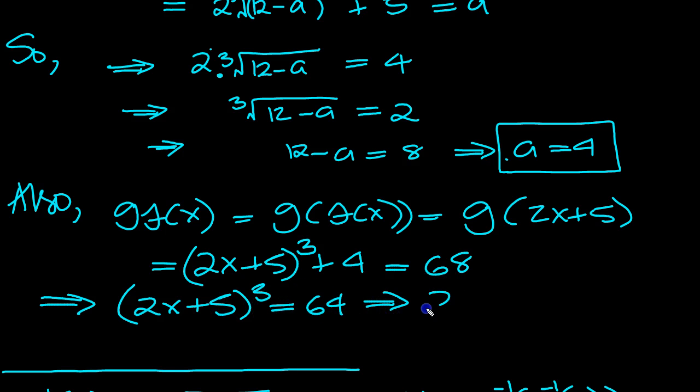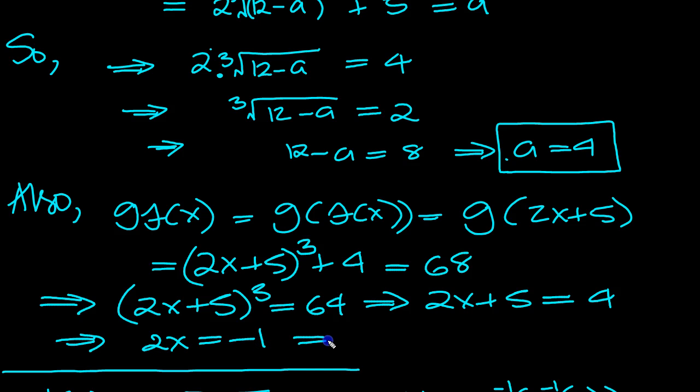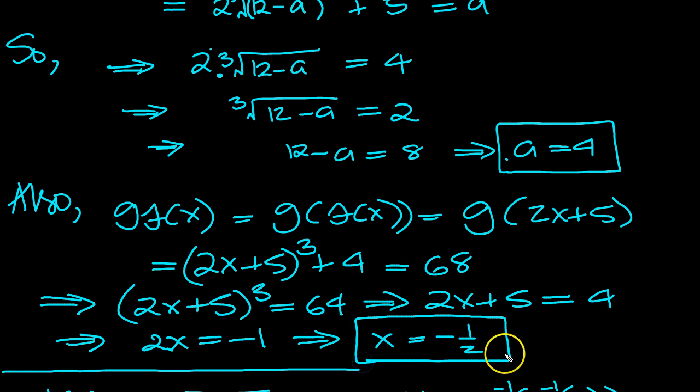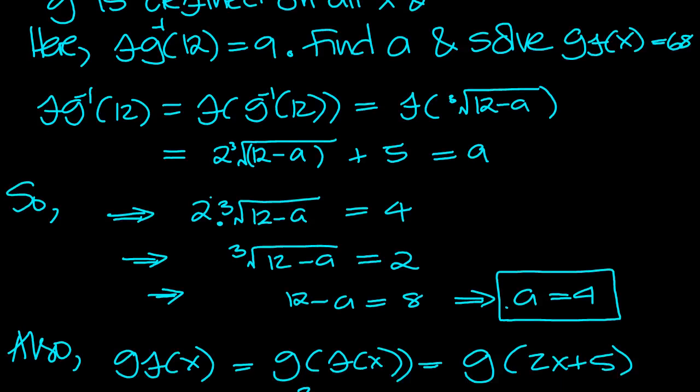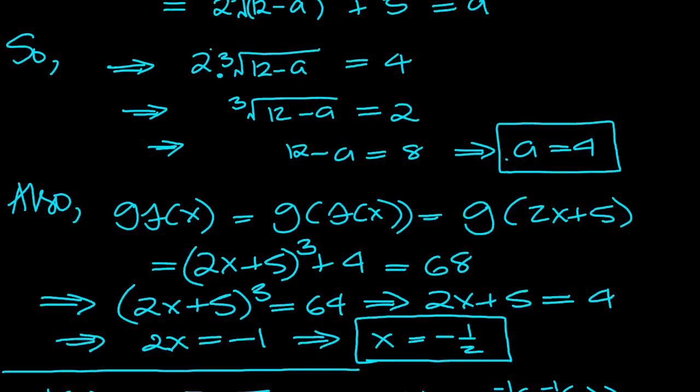Cube root both sides: 2x + 5 equals the cube root of 64, which is 4. So that tells us now that 2x, move the 5 over, 4 take 5 is minus 1. Then move the 2 from times down to divide. x is equal to minus 1/2. So x is equal to minus 1/2 is the answer there. And what was the question? Find a and solve for that. And there's the solution.